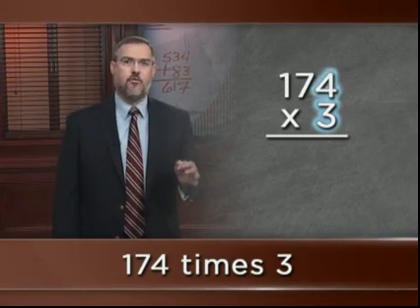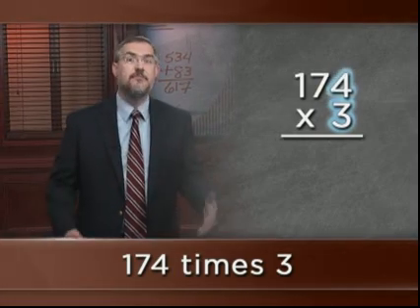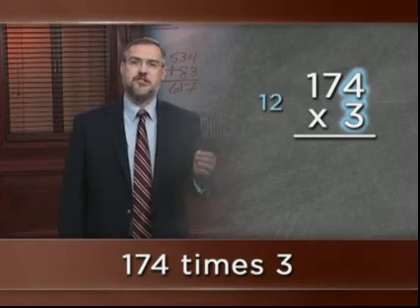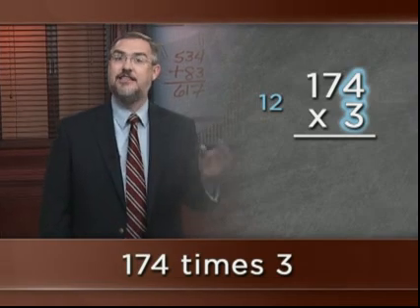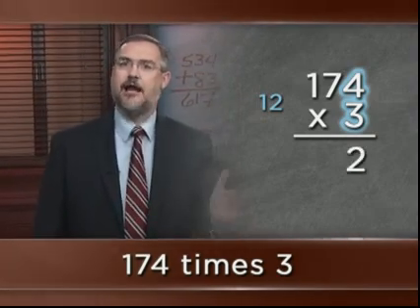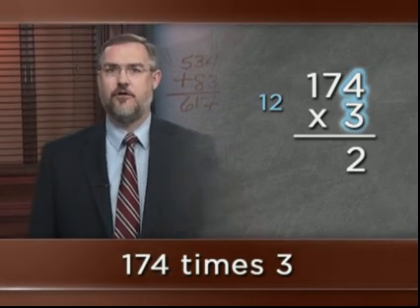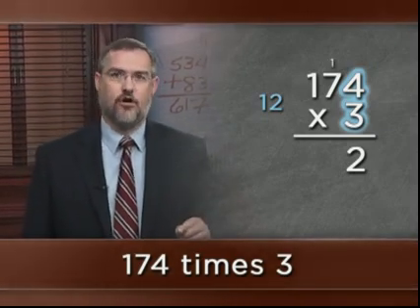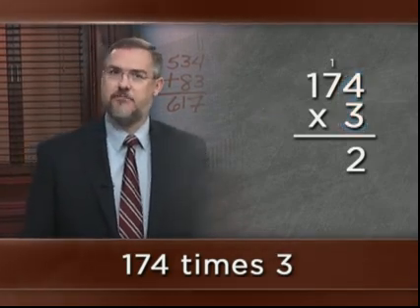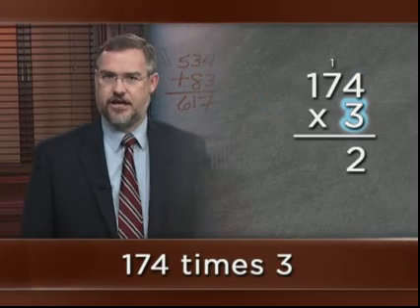And so I'm going to have 4 times 3. What is that? It's equal to 12. Now, what do I do? I'm going to place the 2 out of the 12 in the answer area, lined up vertically with the 4, and I'm going to carry a 1 from the 12 by placing it over the 7, moving right to left. Next, I'm going to multiply the 3 with that 7.